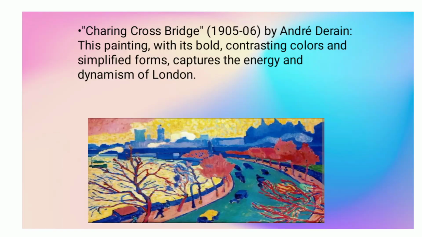Next is Charing Cross Bridge by André Derain. This painting, with its bold, contrasting color and simplified form, captured the energy and dynamism of London. Charing Cross Bridge is a striking example of Fauvist art, characterized by its bold use of color and simplified forms. The painting captured a bustling urban scene with the iconic bridge depicted in a dramatic and energetic manner.